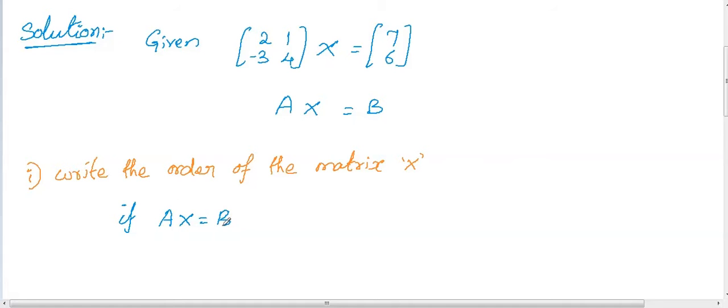So how to write the matrix X, the order of the matrix X? If Ax = B, then we just move A to the right-hand side, and we get X = A inverse times B, where A is 2, 1, minus 3 and 4.